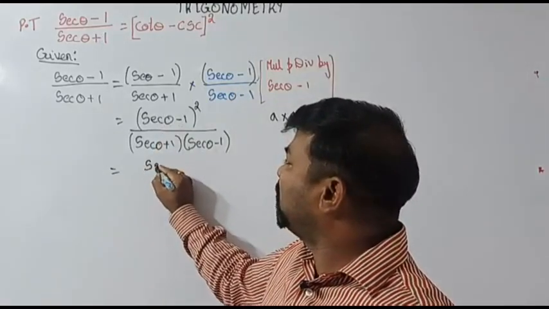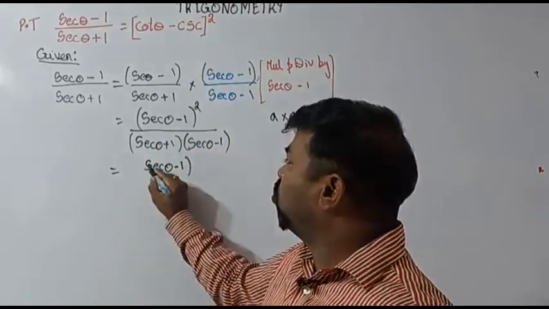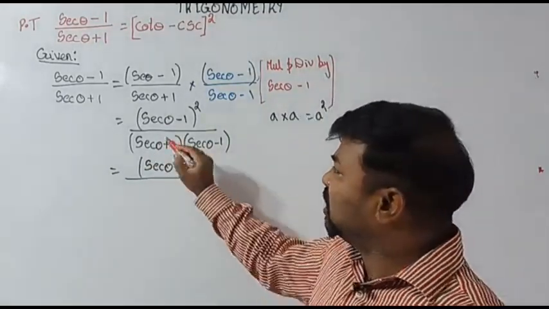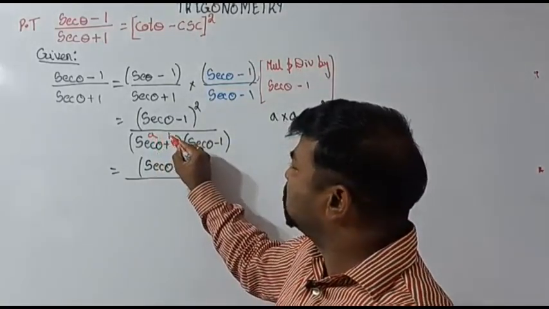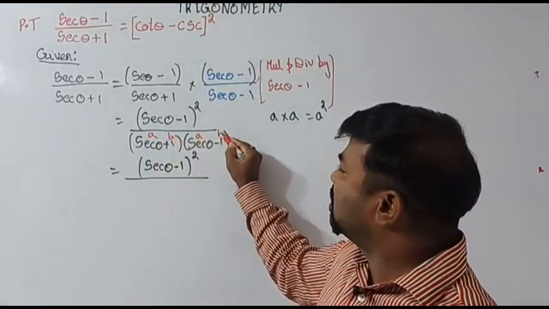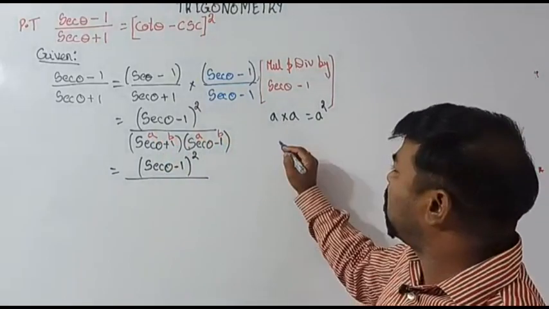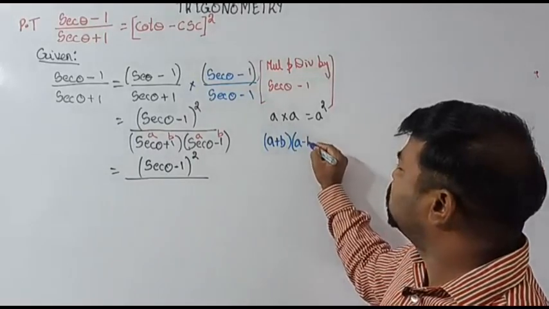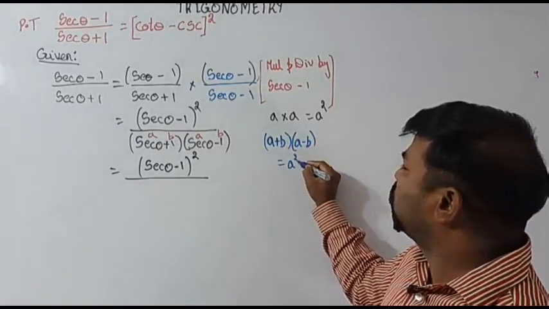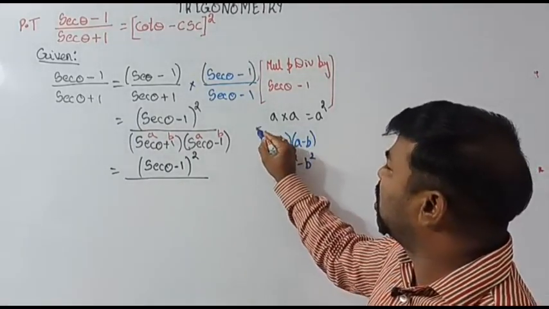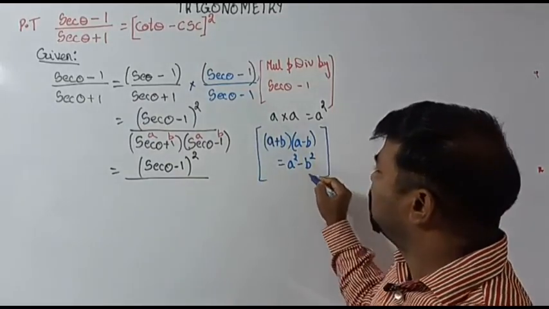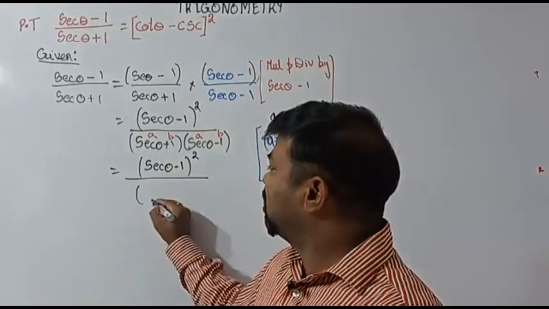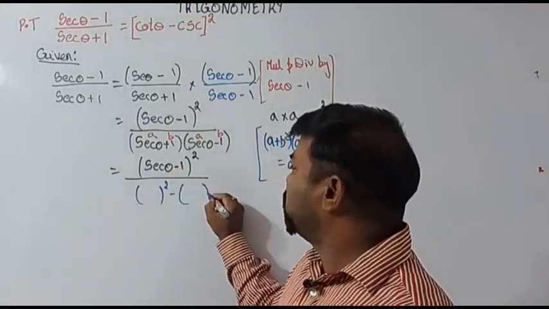In the numerator, we have secant theta minus 1 whole square, no issues. In the denominator, if you consider this as a and this as b, and this as a and this as b, it is in the form of (a plus b) into (a minus b), which equals a square minus b square. This is the formula I am going to use now. So now I am writing it like a square minus b square.